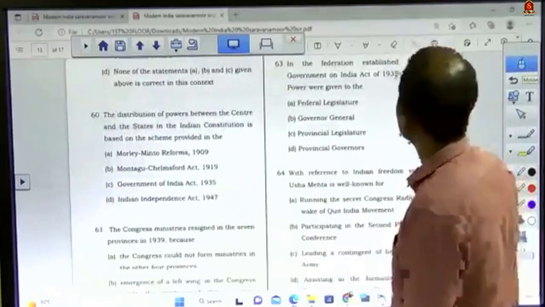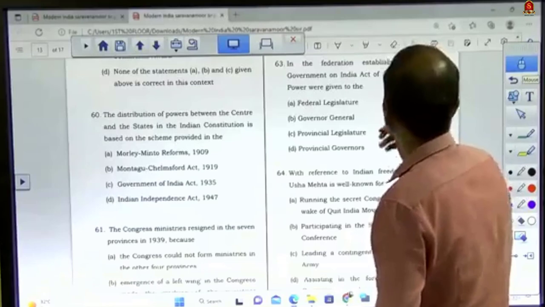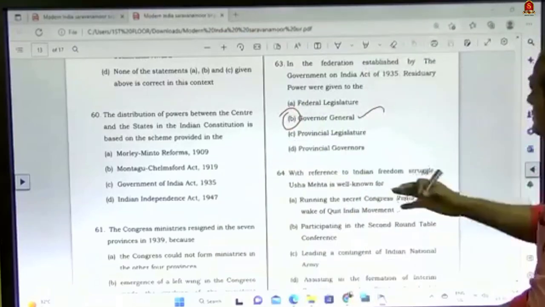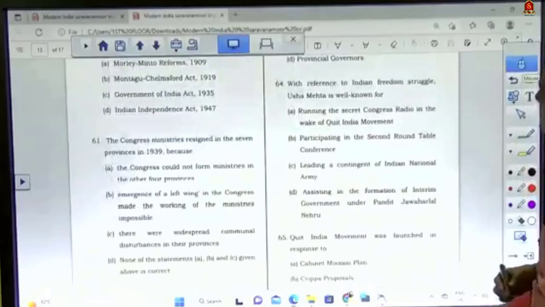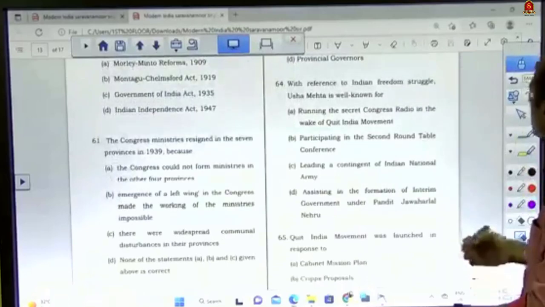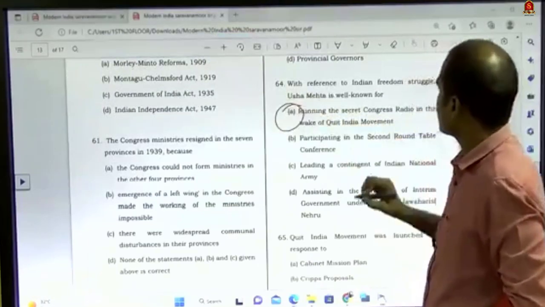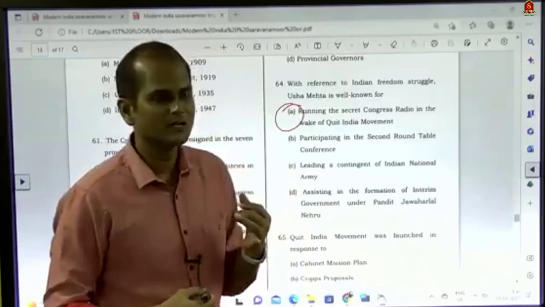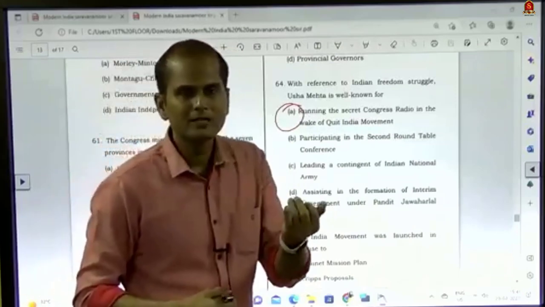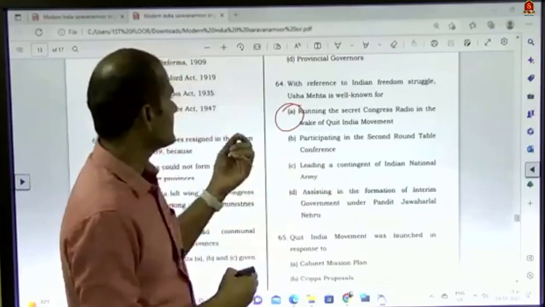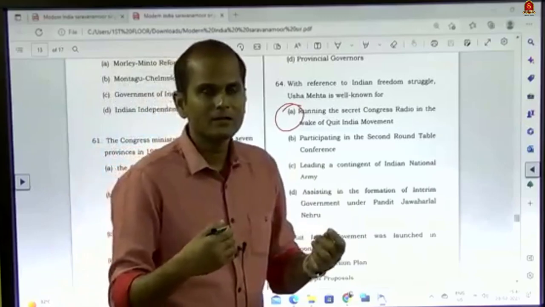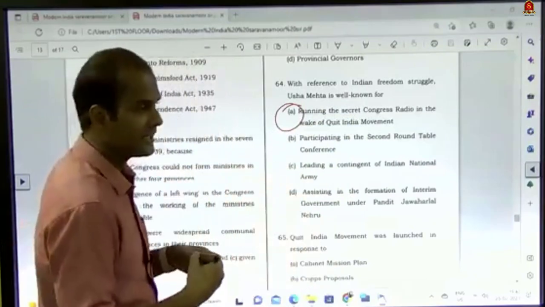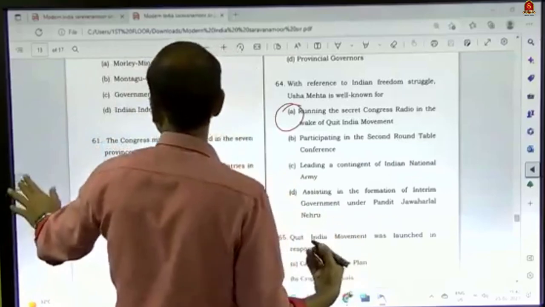And question number 63. In the federation established by the government, residual power is with the Governor General. I already discussed this in question number 60 itself. Next, come to 64. With reference to the Indian freedom struggle, Usha Mehta is known for a secret radio. Because male leaders were arrested, women participated and took leadership: Usha Mehta, Aruna Asaf Ali, Sucheta Kripalani, Kamala Nehru, Sarojini Naidu. Among them, Usha Mehta set up a secret radio station where revolutionaries like Ram Manohar Lohia and Jayaprakash Narayan gave speeches during the Quit India movement, and they supported the people and gave leadership.